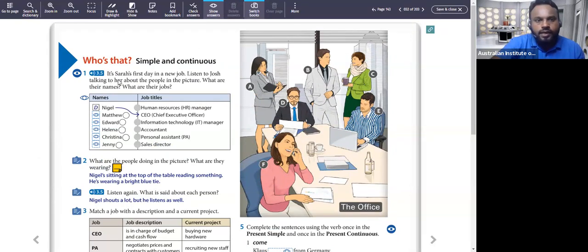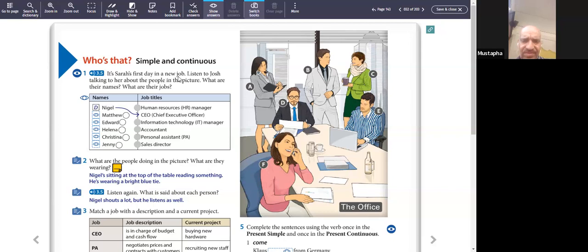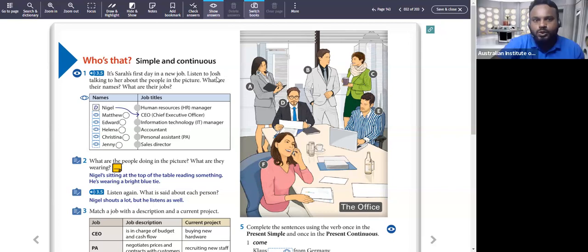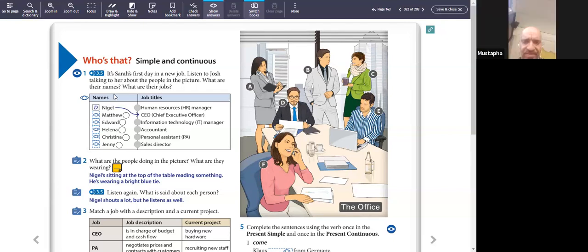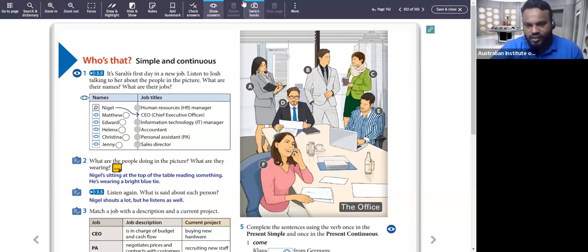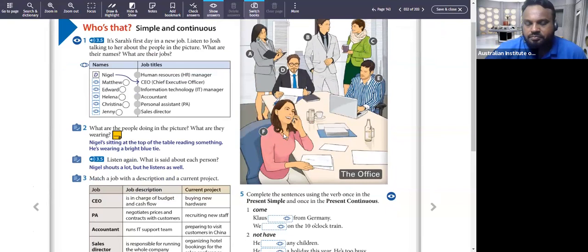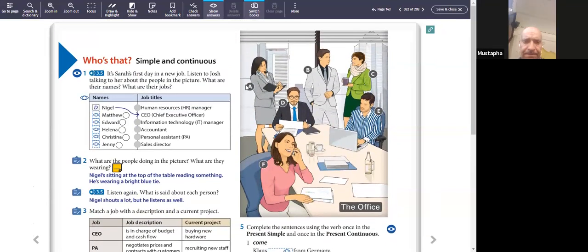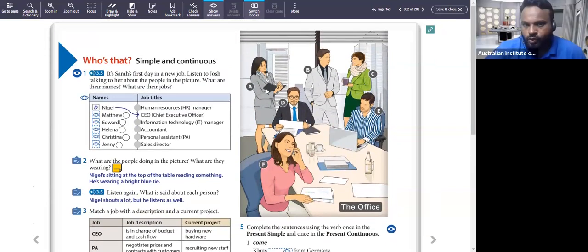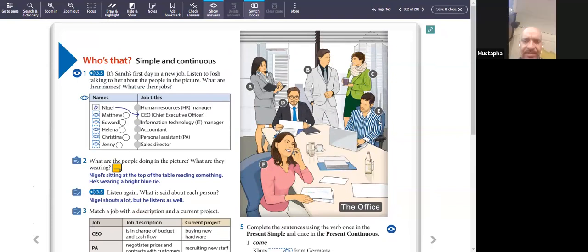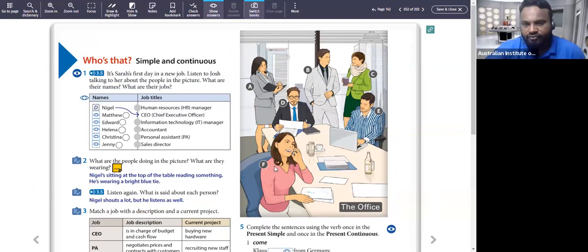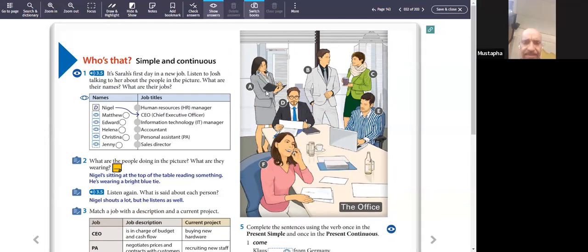So now here, it's Sarah's first day in a new job. Listen to Josh talking to her about the people in the picture. What are their names? What are their jobs? So let's look at the office structure. See what they're doing. A, see what she's doing. B, what could she be doing? C, E, D, F. So have a look.